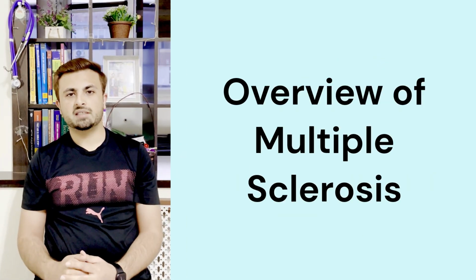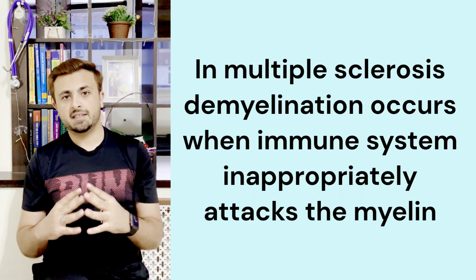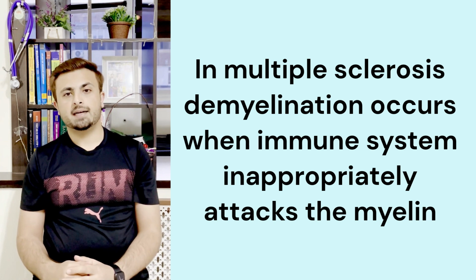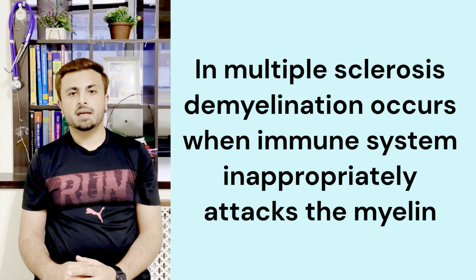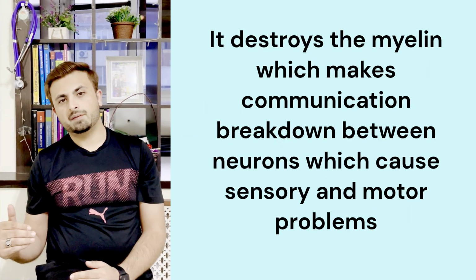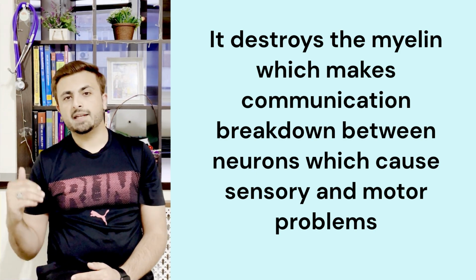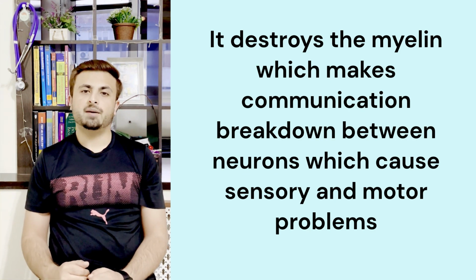Now we will discuss the overview of multiple sclerosis, how it happens. First of all, demyelination of the axon occurs. Secondly, our immune system inappropriately attacks this myelin. Then the myelin is damaged. In the region of damage of the myelin, there is breakdown of the neurons and of the communication between these neurons, which results in sensory and motor problems.